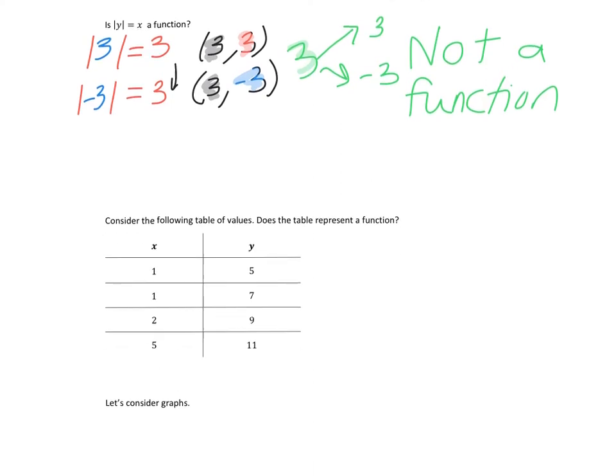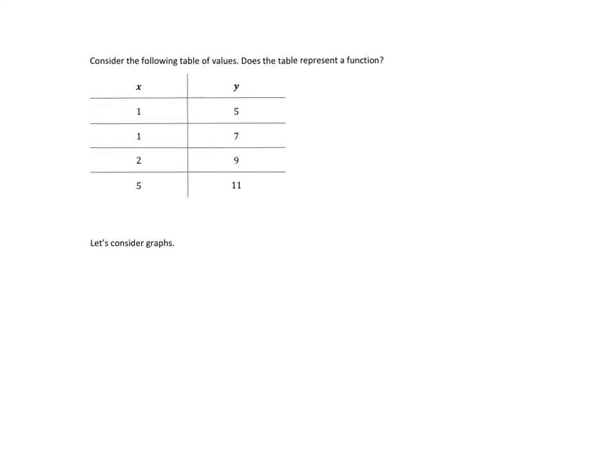Let's continue. Let's look at this table of values. Does this table represent a function? All right, well, I'm noticing right here that our x values have two 1s listed, and 1 goes to 5. If this also went to 5, like if it looked like this instead, that's okay, but we're going to 7. All right, so same input, the number 1 is getting mapped to 2 different outputs, not a function.